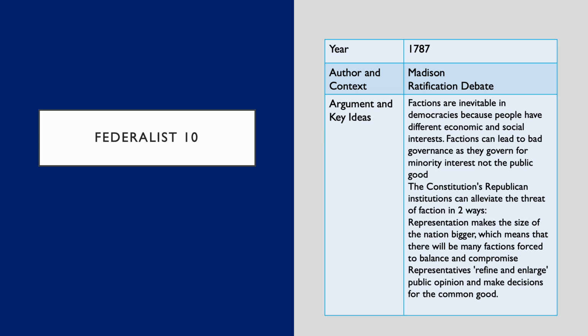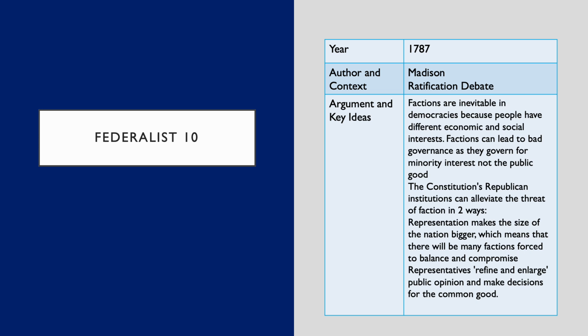And he says the Constitution's Republican institutions solve this problem in 2 ways. The first is that having representation rather than direct democracy allows you to have a much bigger country. That's going to dilute the power of the factions because they're going to be forced to compete and balance against each other. And the second is that unlike a direct democracy where the people are likely to be inflamed by passion, representatives naturally care about the public good, and that refines and enlarges the public views.